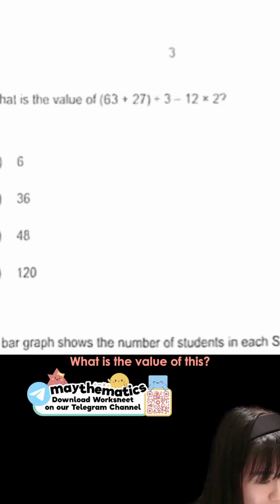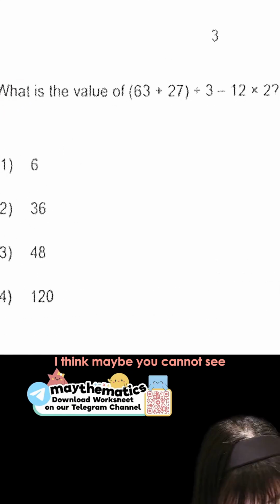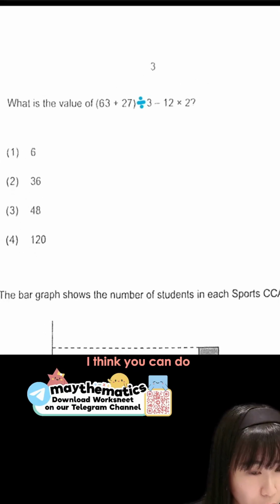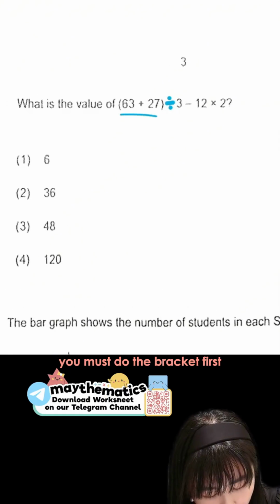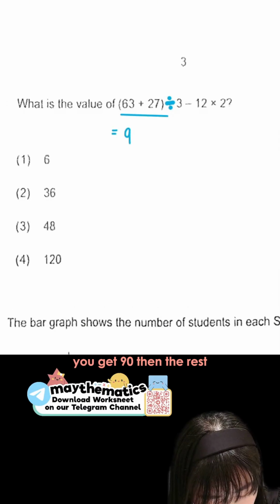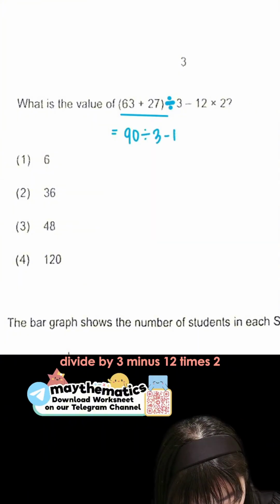What is the value of this? This one, just take note, this one is a divide. I think maybe you cannot see. Okay, the original copy looks like a plus, but if it's divide, I think you can do. According to BODMAS, you must do the bracket first. So you take 63 plus 27, right, you get 90. Then the rest, just copy down. Divide by 3 minus 12 times 2.